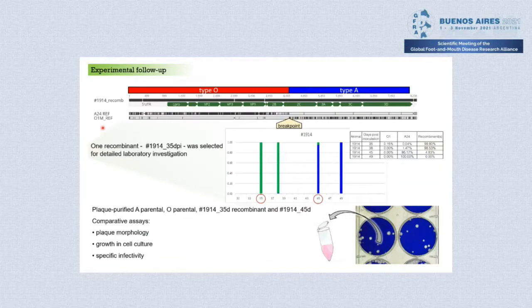Next, we did some follow-up work, in vitro work with one of the recombinants, this 35-day recombinant from animal 1914 with a breakpoint right in 2C. And we plaque purified this guy along with both of the inoculum viruses and with the A virus that ended up outcompeting and beating out this recombinant in this animal. So we compared their plaque morphology, growth in cell culture, and specific infectivities.